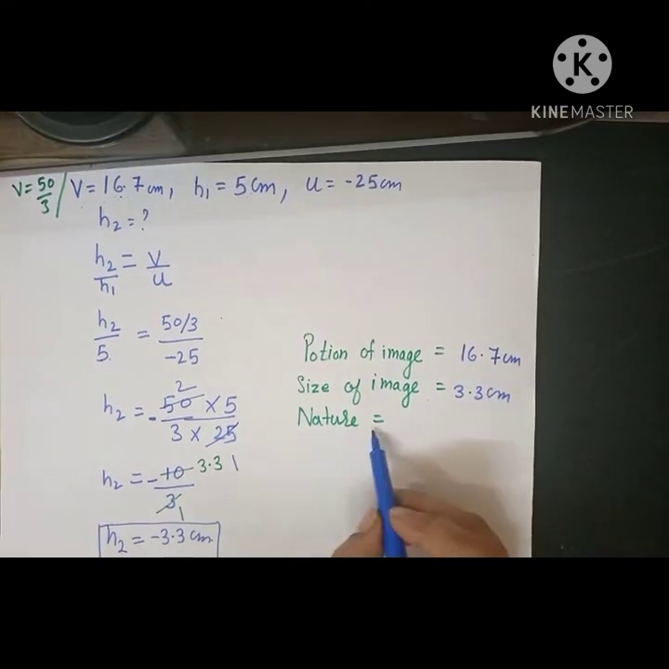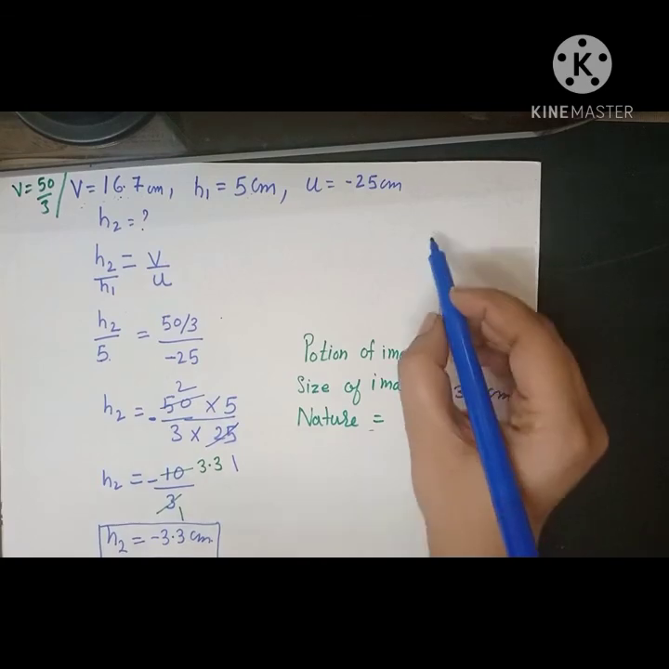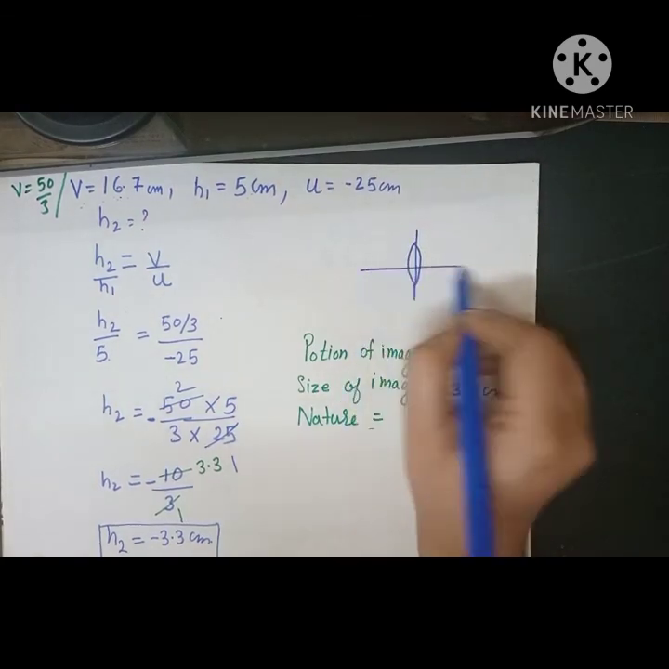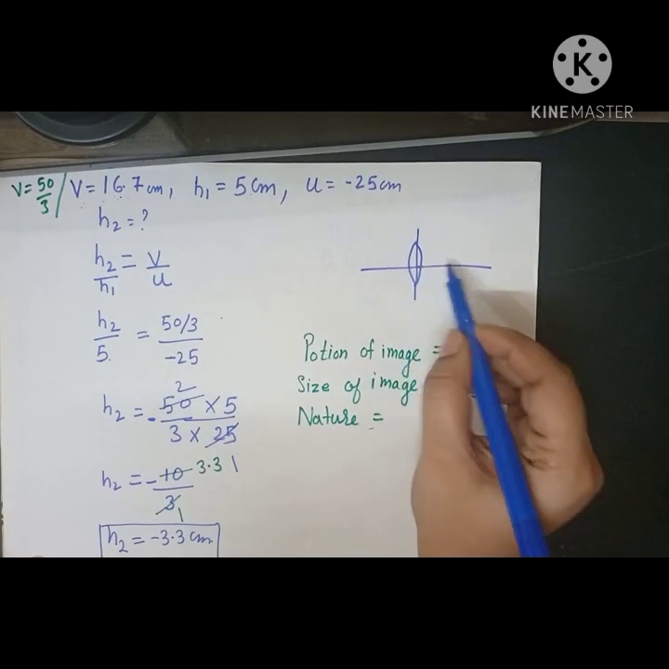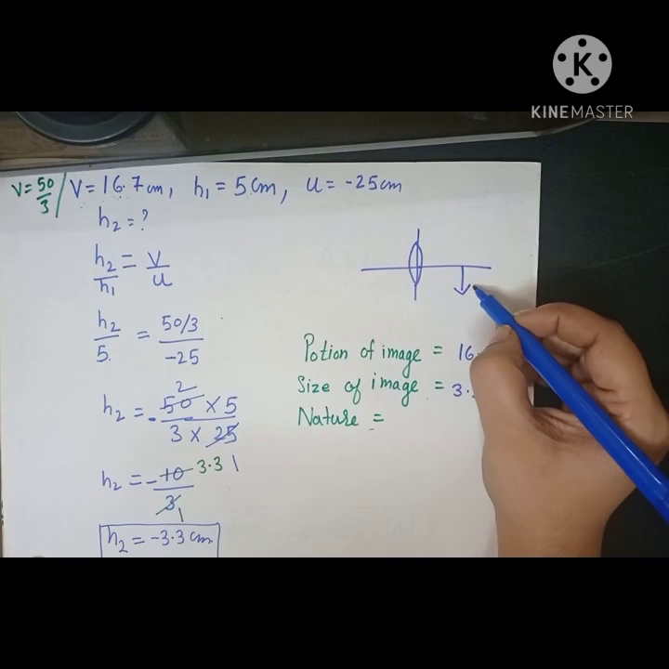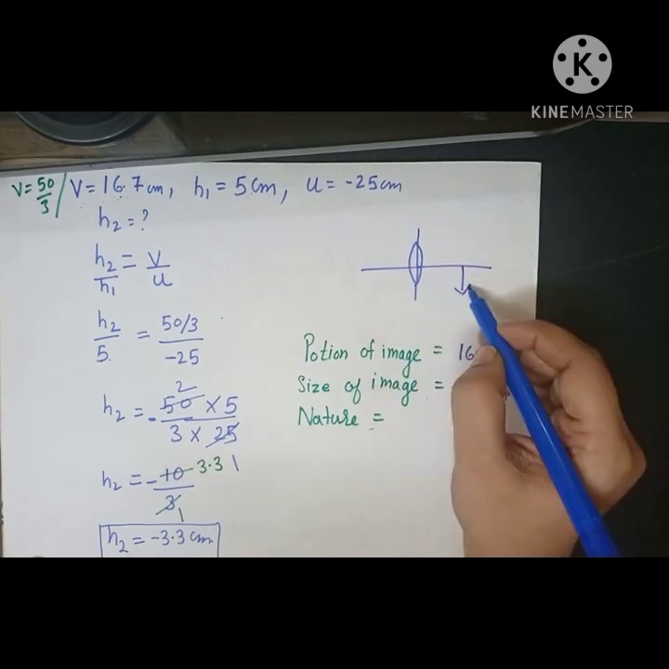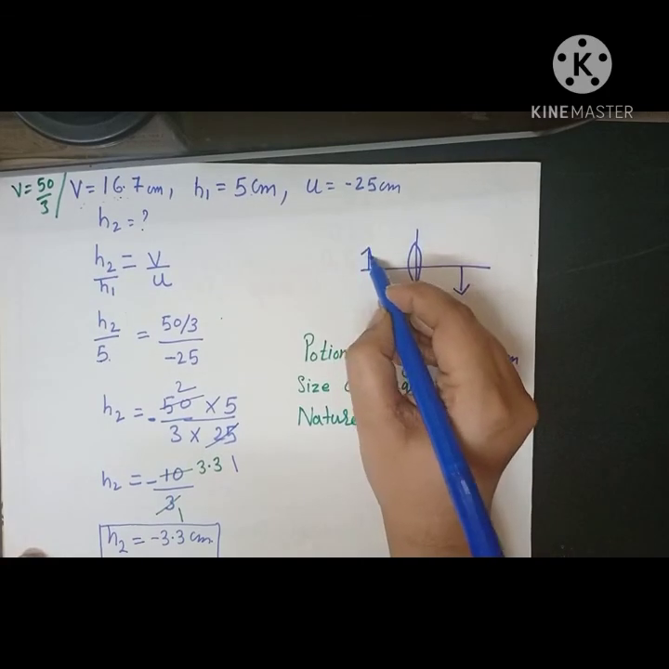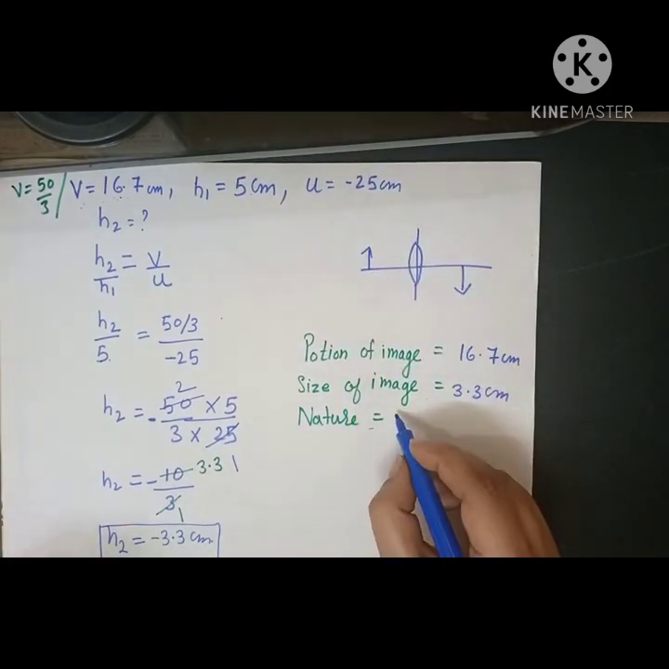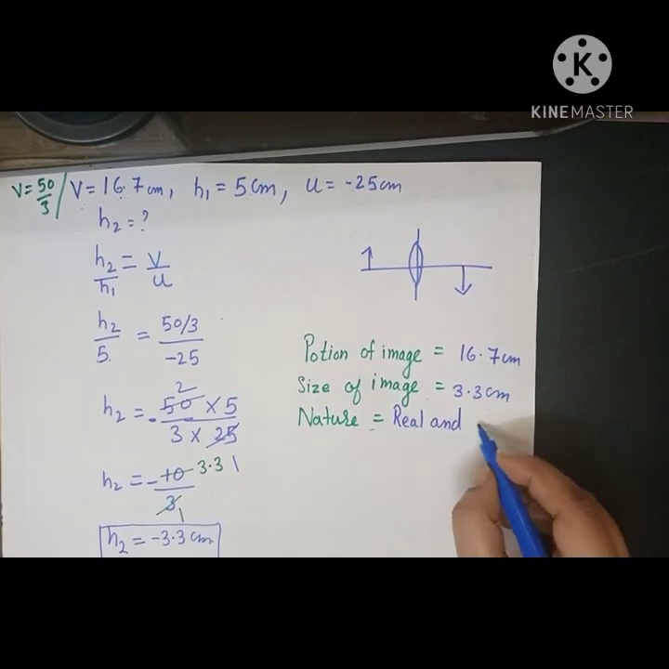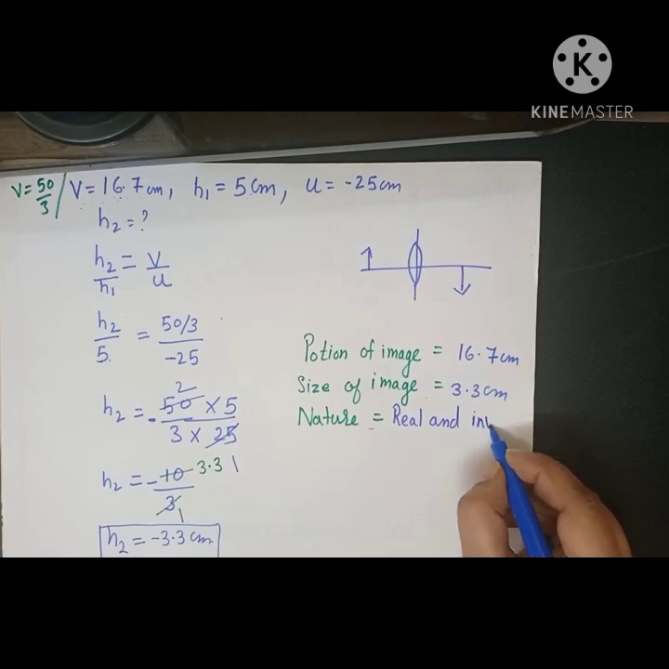Now student, nature of the image. In a convex lens, student, always remember nature of the image is real and inverted, in front or opposite side of the object. So here nature will be real and inverted.